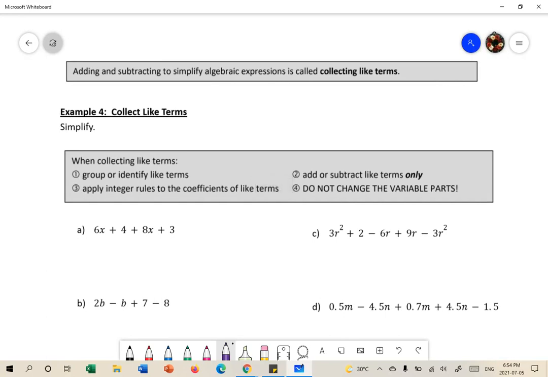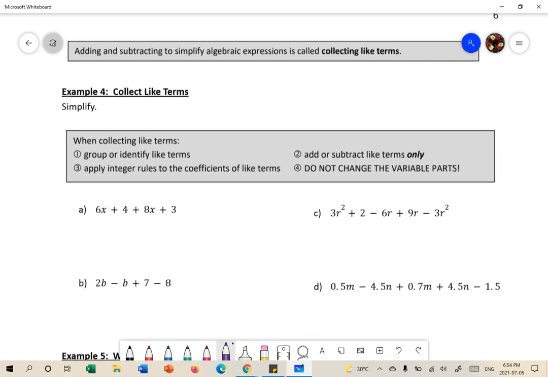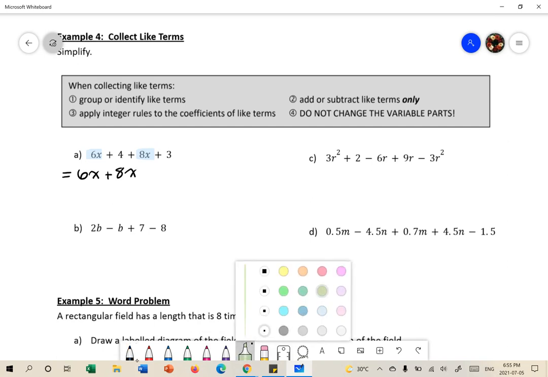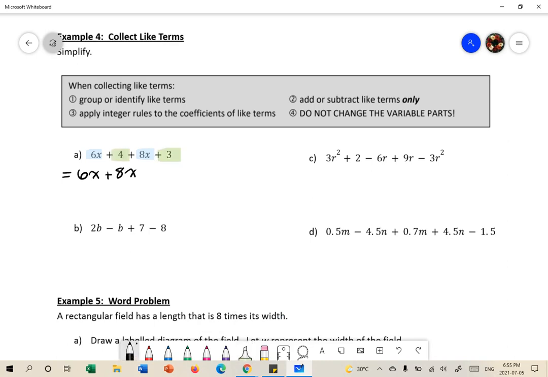Adding and subtracting to simplify algebraic expressions is called collecting like terms, which I already introduced you to on the previous page, but we're just going to practice collecting like terms and simplifying like terms here again. So my like terms for A are 6x and 8x. So by collecting like terms, I'm just writing them beside each other on the next line. And 4 and 3 are constants, so I'm going to write them beside each other as they are like terms.